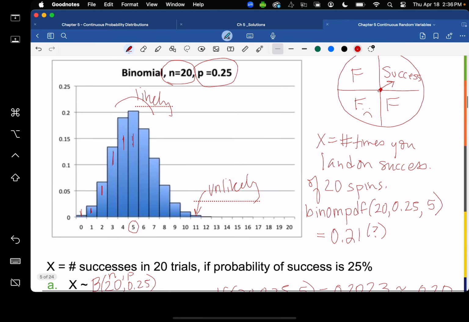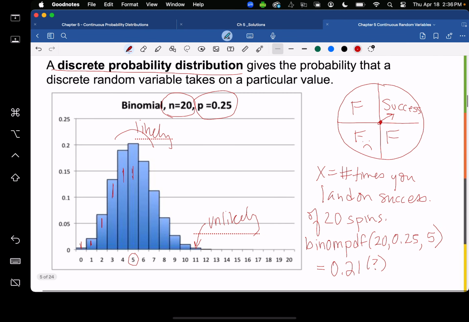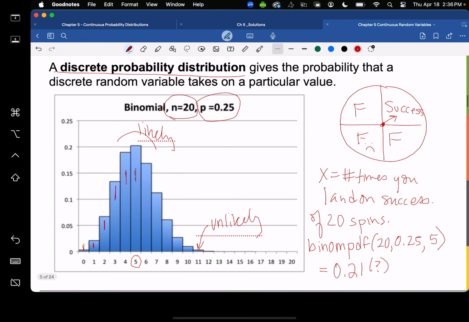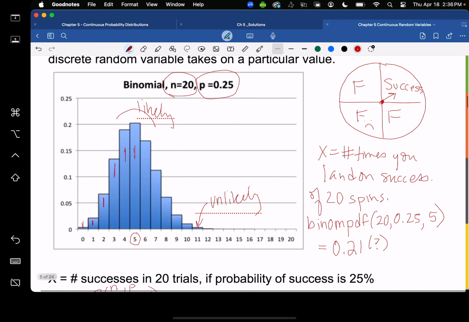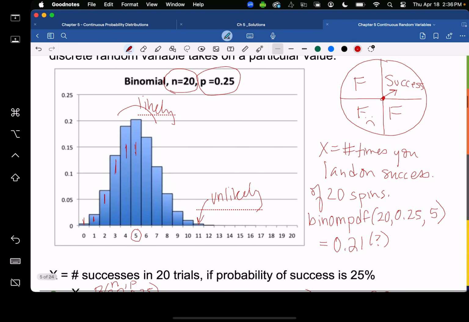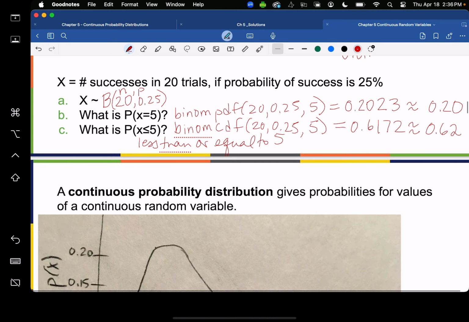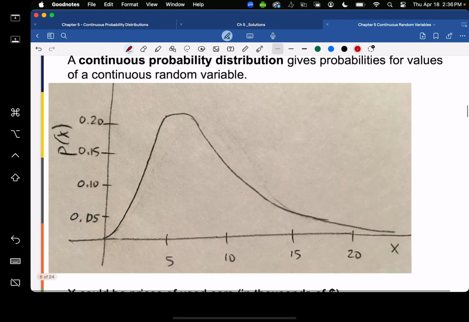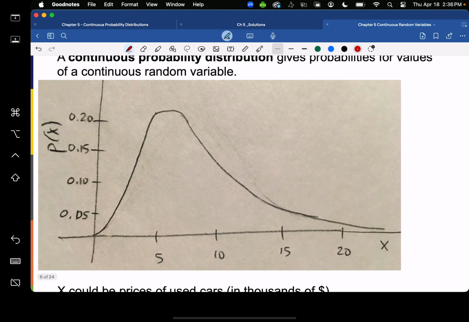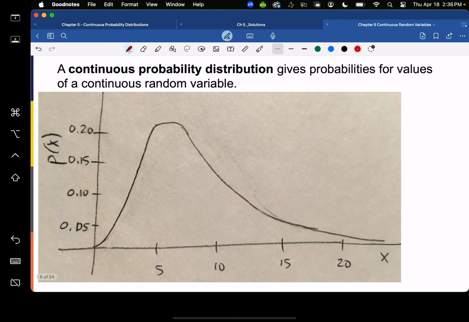So that's just a review of a discrete probability distribution, and we are getting ready to segue into a continuous probability distribution. And when it's continuous, we don't have these little segments. That's for 4, that's for 5, that's for 6, that's for 7, and so on. Continuous means that we can have decimals. So instead of having what looks like a histogram, we have a curve that could look like this.